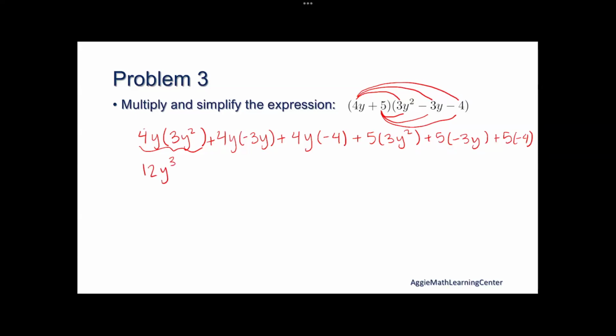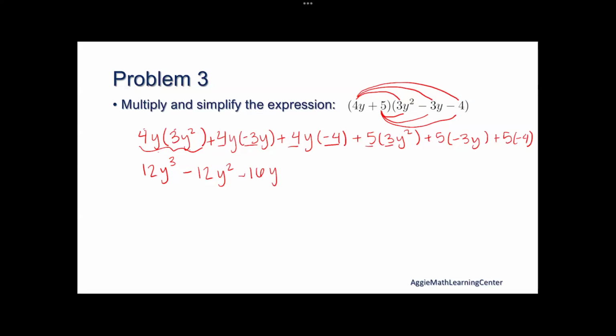So we'll multiply the coefficients and then also multiply the variables. When you multiply variables, you just add their exponents. So we'll have 12y cubed, and then what's this next one going to be? So we'll have 4 times negative 3. And then this next one will have 4 times negative 4. So that'll be negative 16. And then we only have one y, so we'll leave that there.